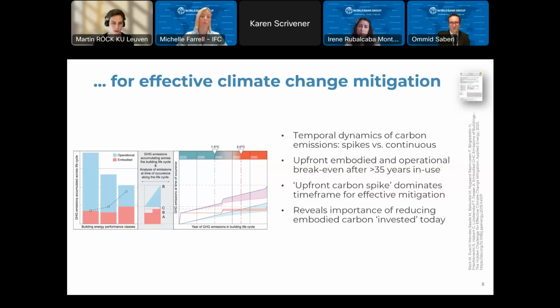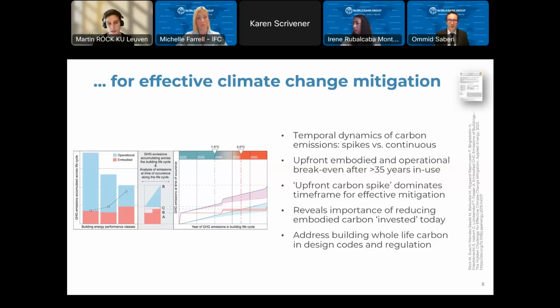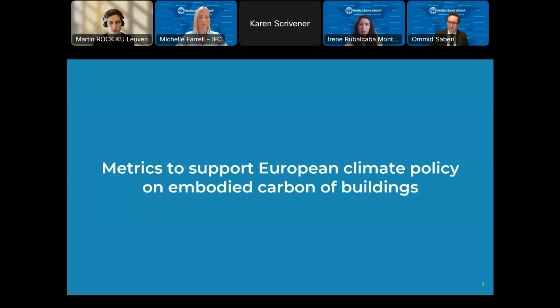And it also reveals the importance of reducing embodied carbon invested for new buildings today, because that's really what makes the difference for current new construction decisions. And that's also the reason why increasingly whole life carbon is being addressed in building design codes and also in regulation. And I want to share with you some of the work and also recommendations that we have developed in the European context to support European climate policy on the embodied carbon of buildings.